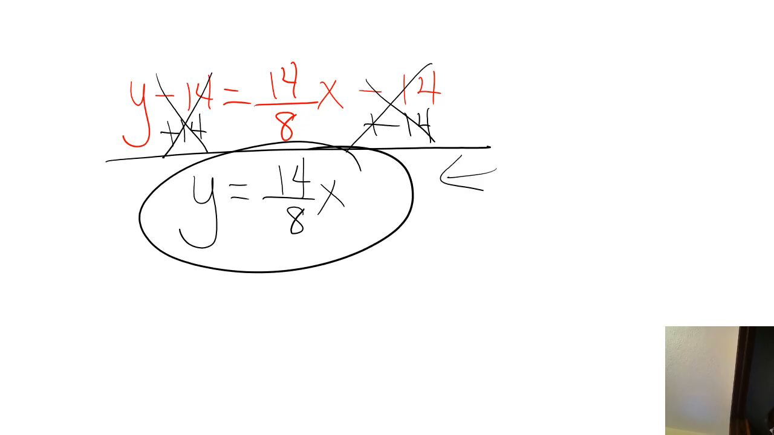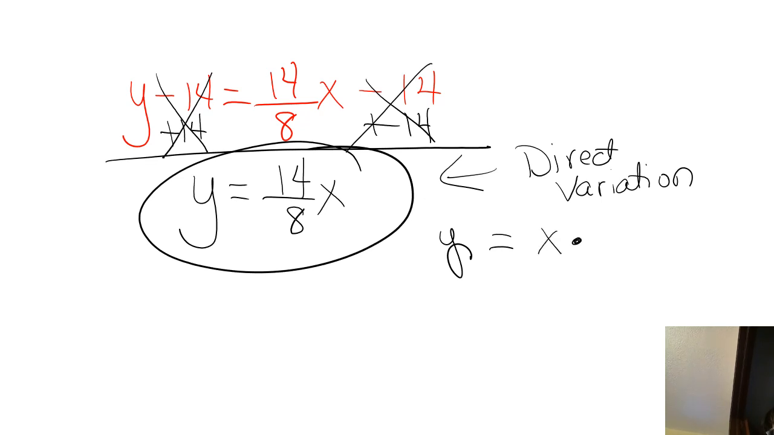Okay, that has a name. It's got a couple names, actually. In the form I have it, it's typically called direct variation. And what does it mean? It means the y's are always equal to the x multiplied by 14 over 8, but we write that as y equals 14 over 8x.